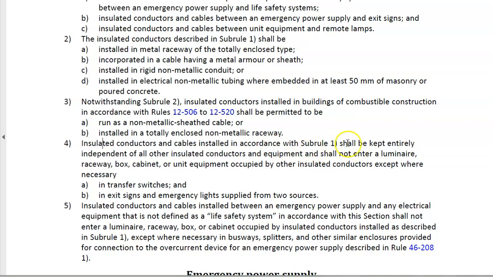shall be kept entirely independent of all other insulated conductors and equipment, and shall not enter a luminaire, raceway box, or unit equipment occupied by other insulated conductors except where necessary in either the transfer switch, where we're going to have the incoming AC normal, and then the incoming AC that's my emergency, if it's a generator one, or inside of an exit sign or emergency light that is supplied from 2 places.